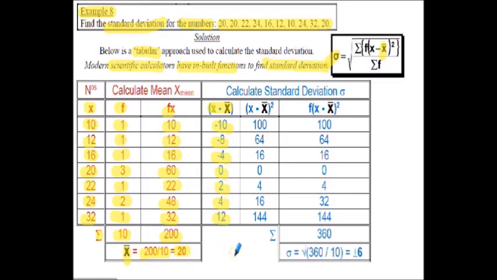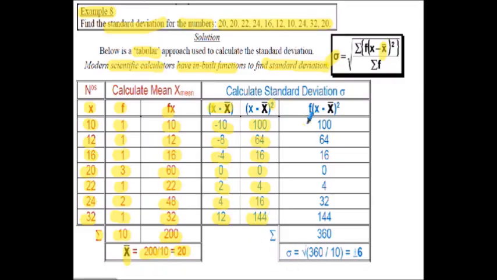In the next column, what I'm doing is simply squaring the previous column. So x take away x bar all squared. Now don't forget, when you square a negative number, it becomes positive. So in all this column here, all the numbers should be positive. So negative 10 squared gives me positive 100, negative 8 gives me positive 64, and negative 4 is positive 16. Obviously 0 squared is still 0, 2 squared is 4, 4 squared is 16, and 12 squared is 144.